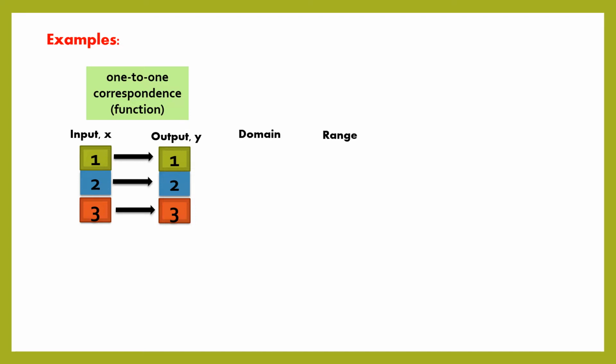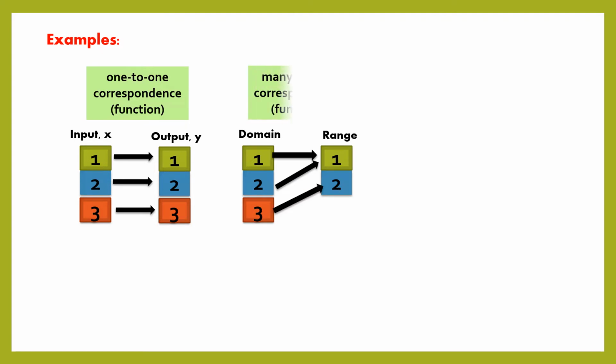Let's have here another domain. 1, 2, 3. Ang range natin ay 1, 2. So always remember, ang domain input at x ay pareho lang. Output y, range ay pare-pareho lang yan. 1 corresponds to 1, 2 corresponds to 1, and 3 corresponds to 2. So this is many-to-one correspondence. This is function.